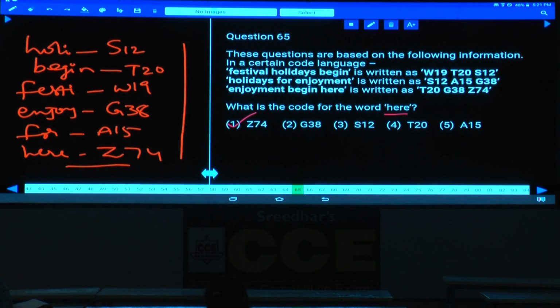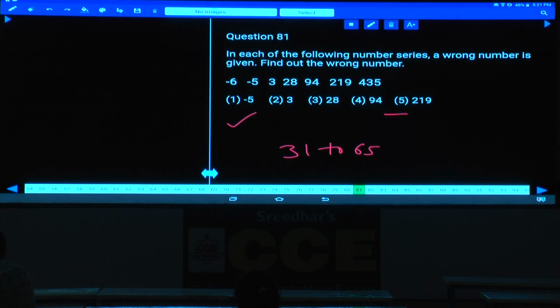Done with this? Now this is about paper number 96, question numbers 31 to 65. Done with this? Anything else to be discussed? Now question numbers 81 to 85.